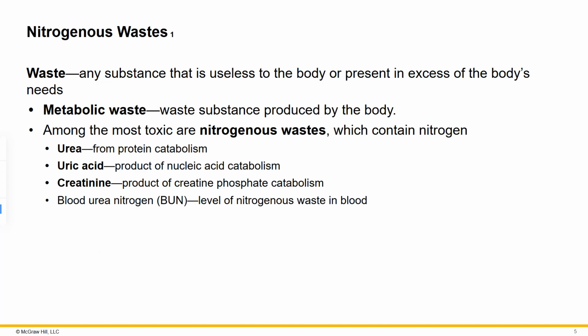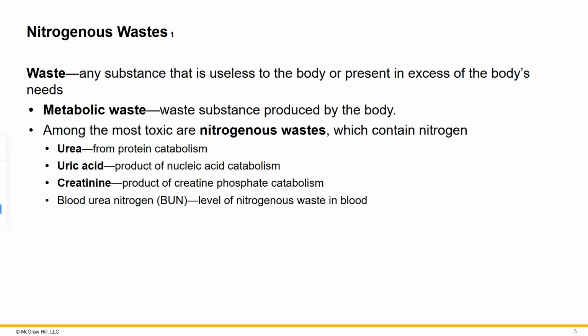So waste is any substance that's useless to the body or present in excess of the body's needs. Metabolic waste are waste substances produced by the body. Among the most toxic are nitrogenous wastes. They're called nitrogenous because they contain nitrogen. Urea is from protein catabolism.